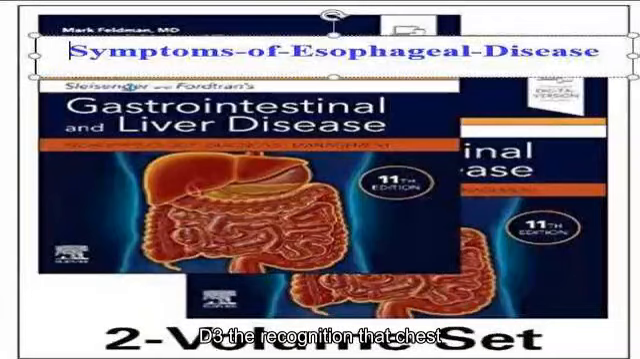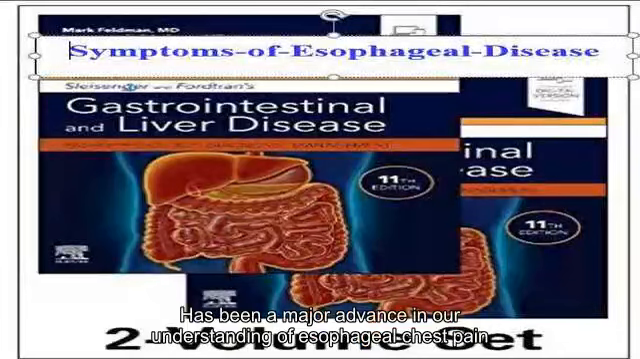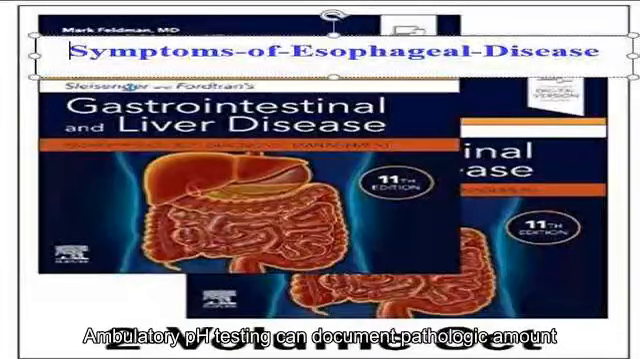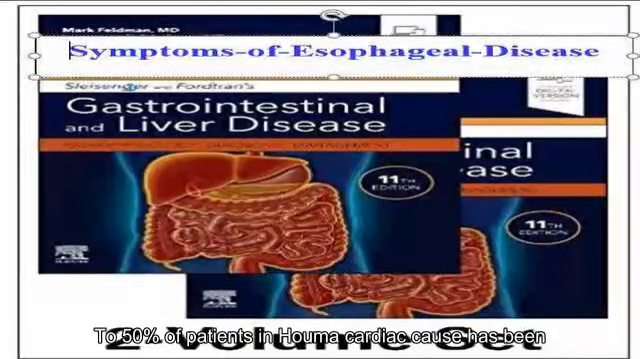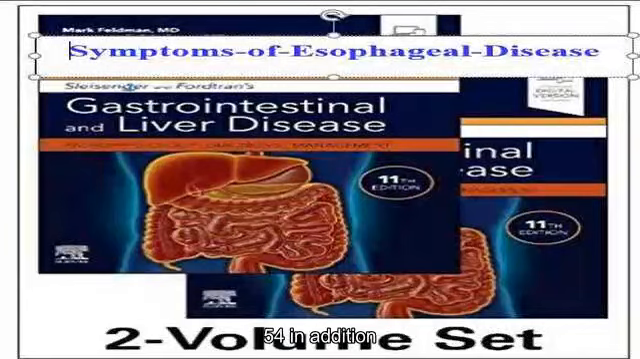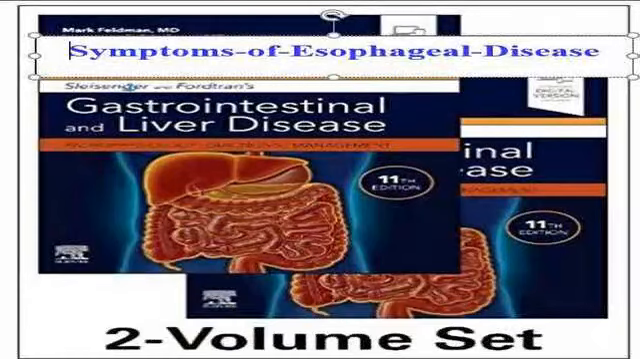The recognition that chest pain is often associated with GERD has been a major advance in our understanding of esophageal chest pain. Ambulatory pH testing can document pathologic amounts of acid reflux or a correlation between acid reflux and chest pain in up to 50% of patients in whom a cardiac cause has been excluded. In addition, a trial of therapy with a PPI produces symptomatic improvement in many such patients.